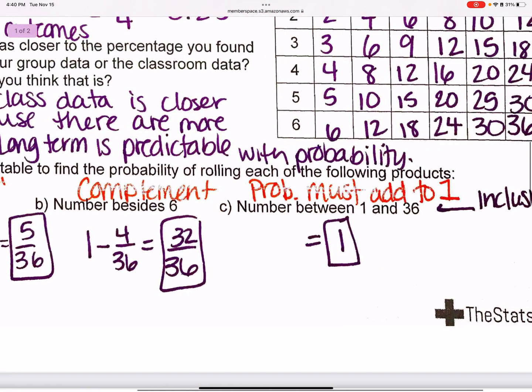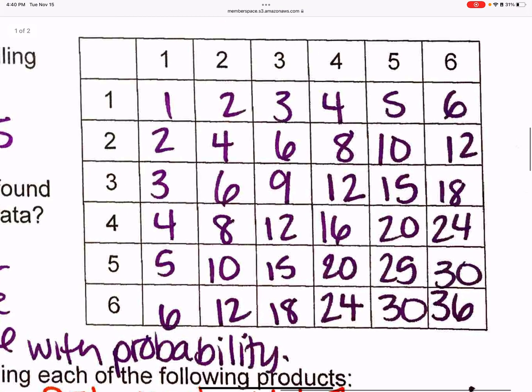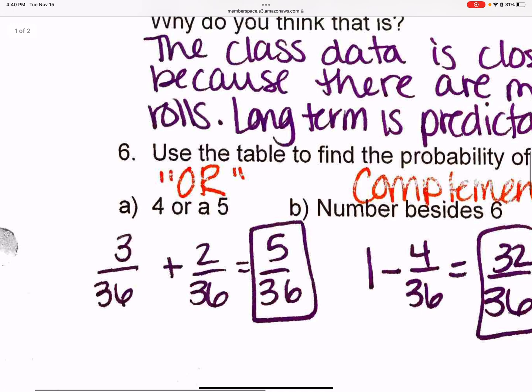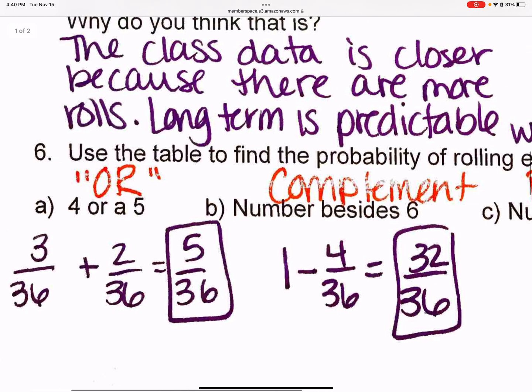So what I'm saying here is I cannot get the product of a 4 and the product of a 5 at the same time. So I just add up all the 4s and add up all the 5s that are here, and that's where I get 3 over 36 plus 2 over 36.